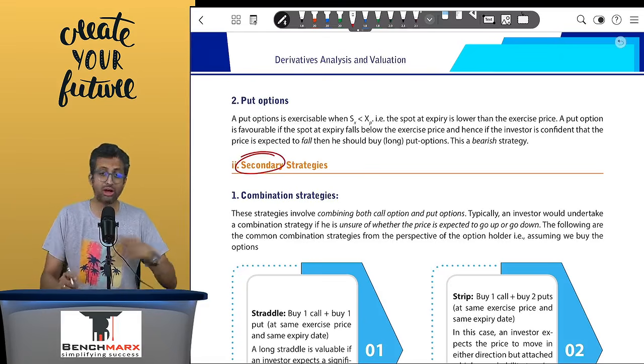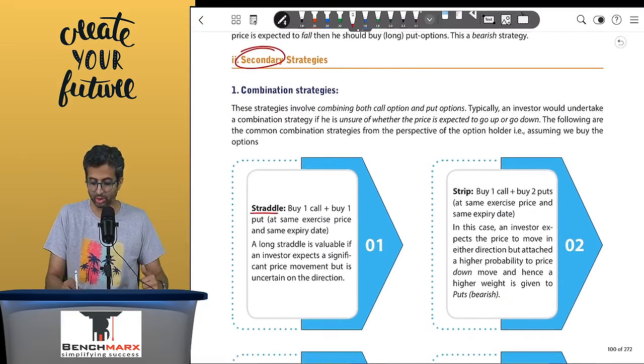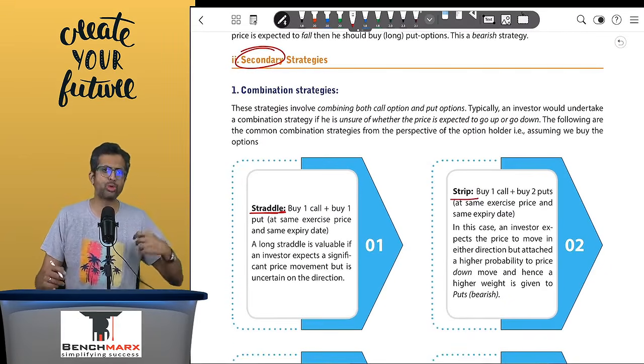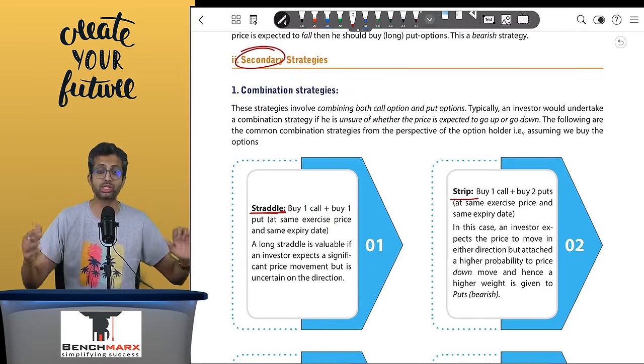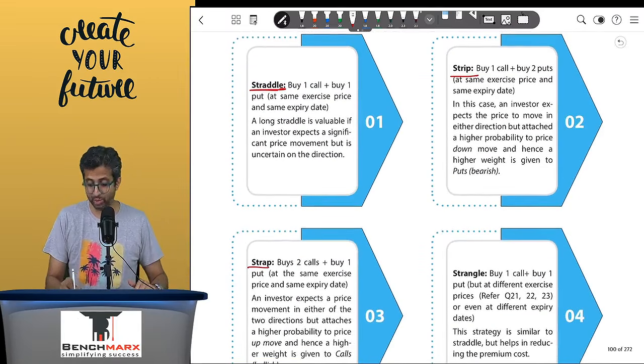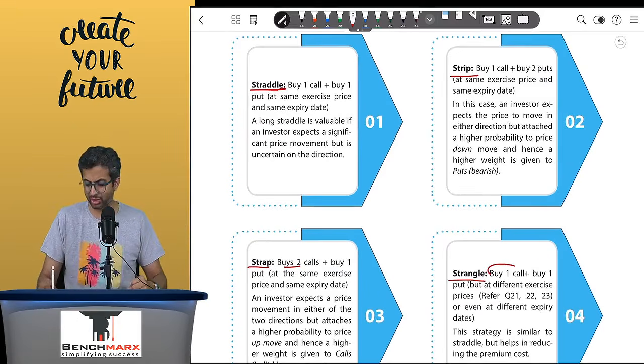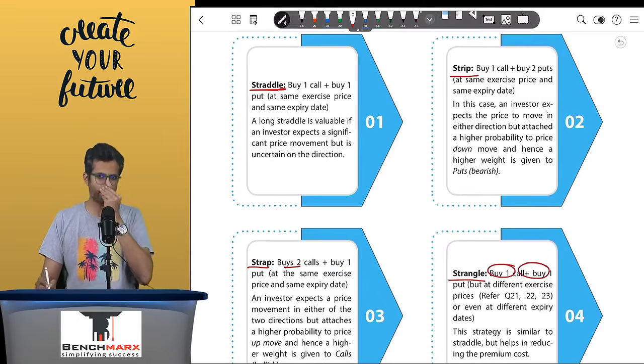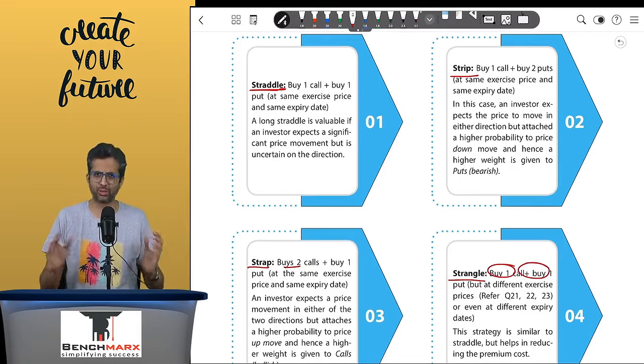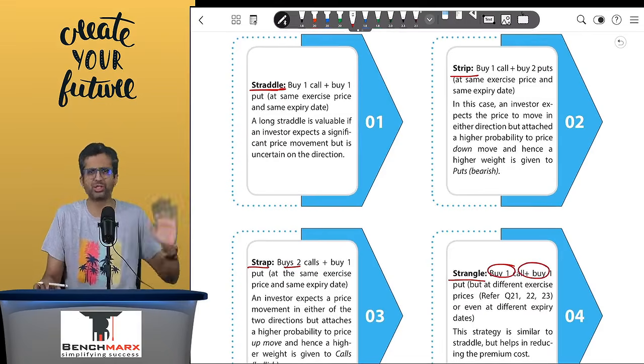But if you are a little unsure, then you can look at combination strategies like a straddle. Straddle involves one call and one put at the same exercise price, same time. Or a strip, where you have more possibilities of a price falling, so you buy one call but two puts. A strap, which is buy two calls, one put, and then there is a strangle, where you are buying one call and one put, but at different exercise prices or different time frames. So basically, if you are broadly aware of this, this is enough.